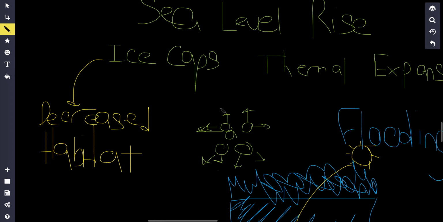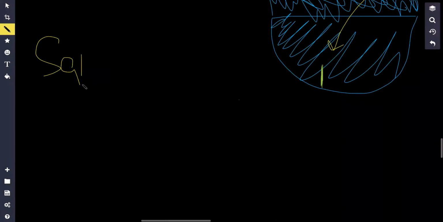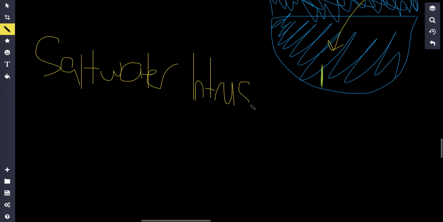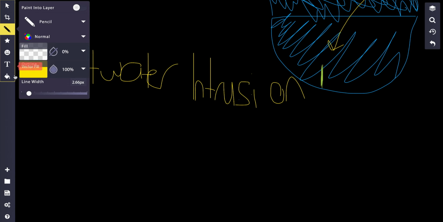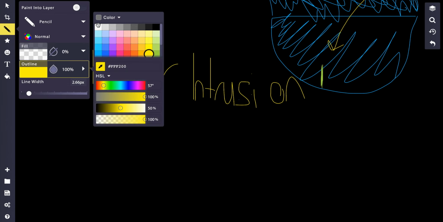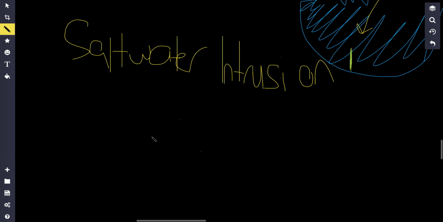And another effect of sea level rise is something known as saltwater intrusion. So basically, it's when a freshwater source, like a groundwater source that us humans can use, for example for irrigation purposes, is affected. Basically, it's when you have a freshwater groundwater source.